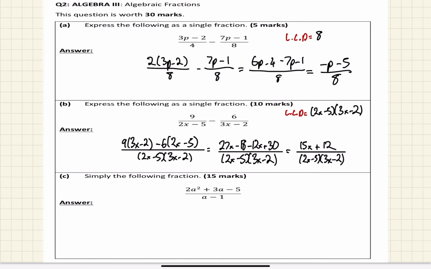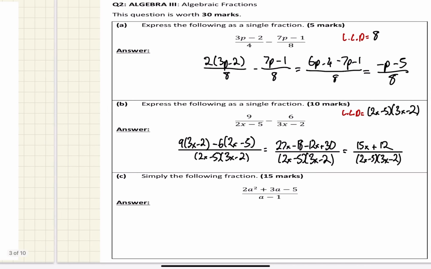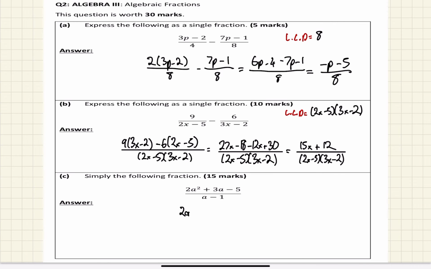Okay, so part C looks nasty, but it's not too bad if you spot the trick that they're going for. They've given you a quadratic on top here. In fact, this was the same quadratic we saw in a previous question just here. So we know if we factorize it, that's it there, 2a plus 5, a minus 1. So I'm going to change that to 2a plus 5, a minus 1, all over a minus 1. And because you've got a minus 1 on the bottom and a minus 1 on the top, they can cancel. And that is equal to 2a plus 5.